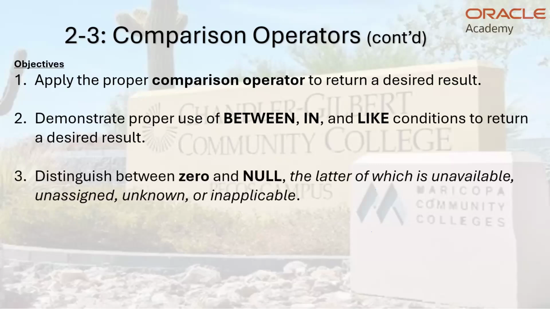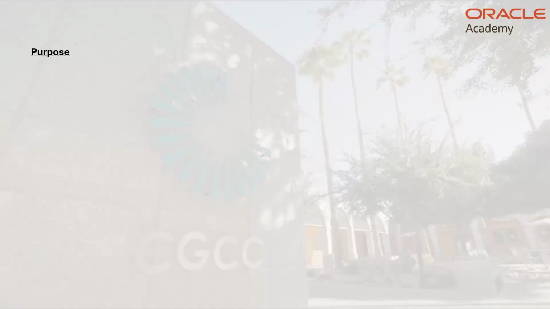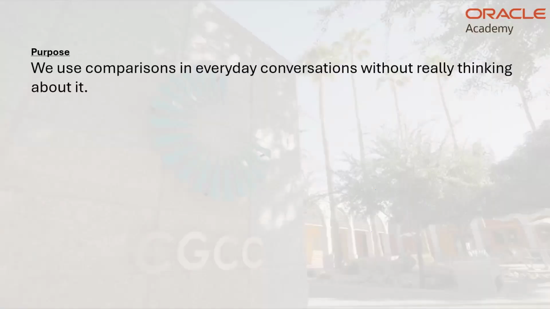Yes, please, this one: distinguishing between 0 and null. Remember, null is unassigned, unavailable, unknown, and inapplicable, and it could really mess with your head as far as calculations and other attributes. But just remember, it is not 0 and it's not blank. It is really not known. And then explain the use of comparison conditions and null. We do want to address that.